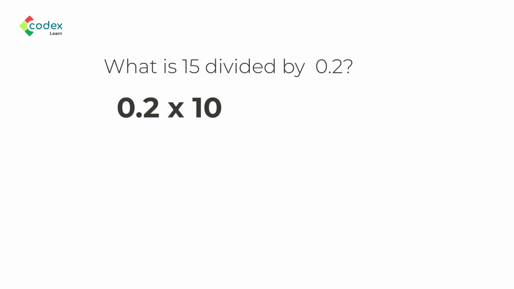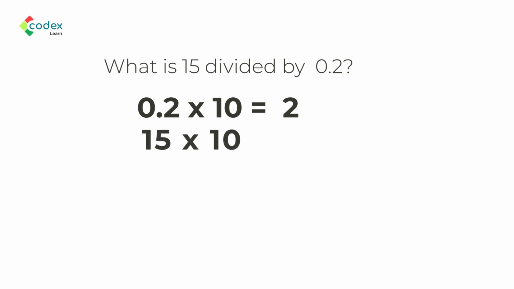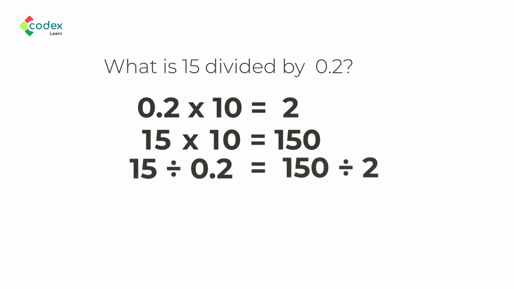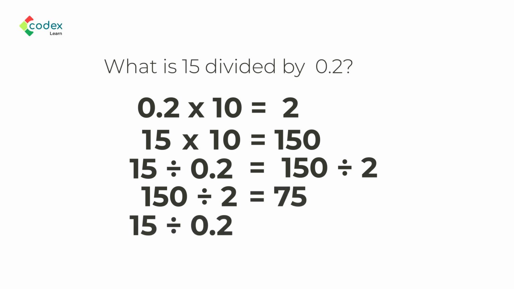Let us multiply the 0.2 by 10, which shifts the decimal point out of the way. 0.2 multiplied by 10 equals 2, but we must also do it to the 15, that is, 15 multiplied by 10 equals 150. So, 15 divided by 0.2 has become 150 divided by 2. Now that they are both 10 times larger, 150 divided by 2 equals 75. And so, 15 divided by 0.2 equals 75.